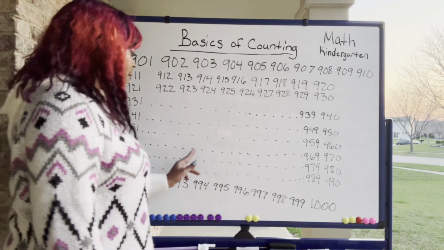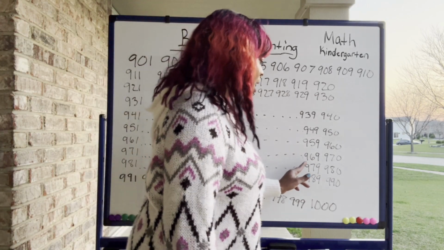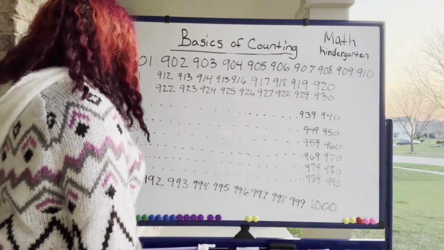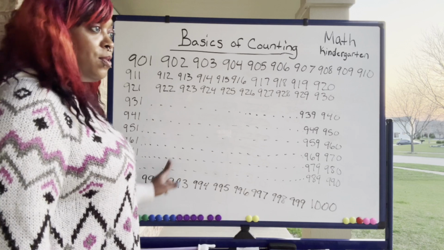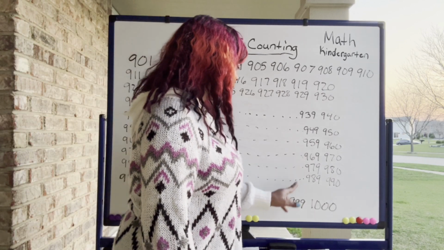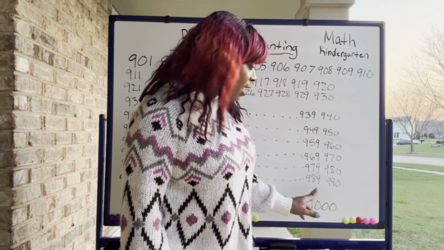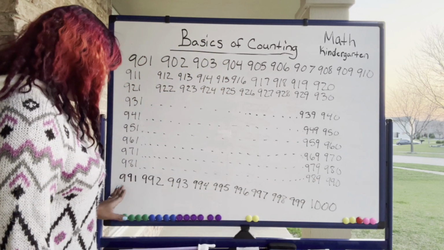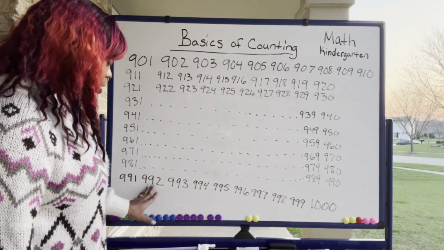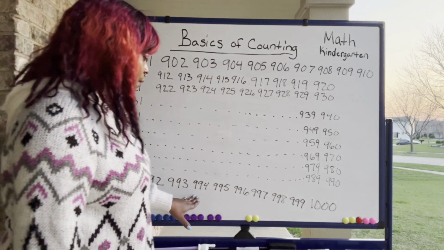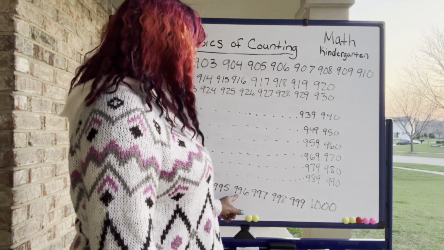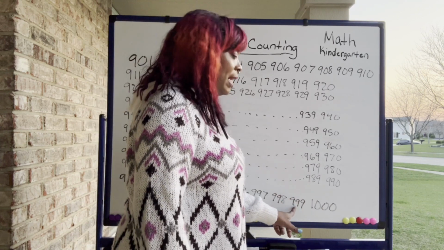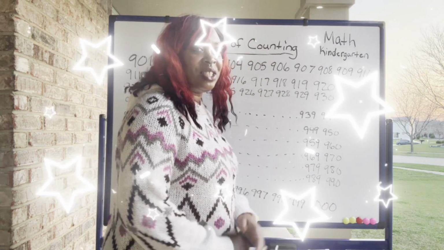971 through 979, 980, we're getting there, 981, 982, 983, 984, 985, 986, 987, 988, 989, 990, and then 991, 992, 993, 994, 995, 996, 997, 998, 999, 1,000.